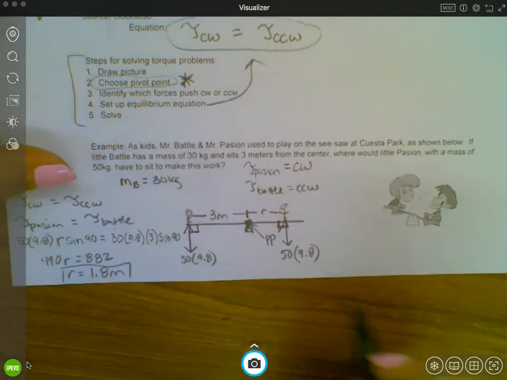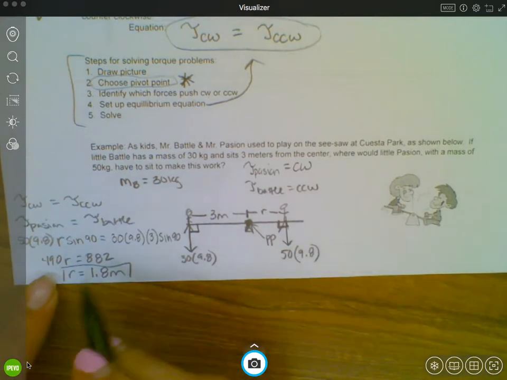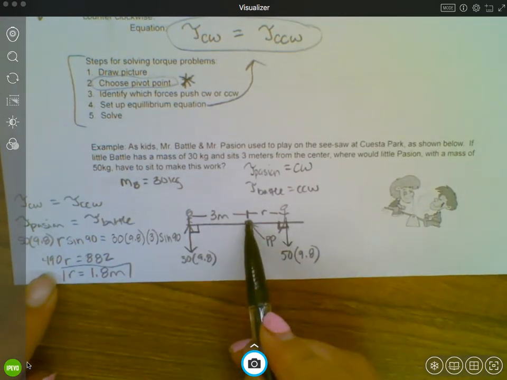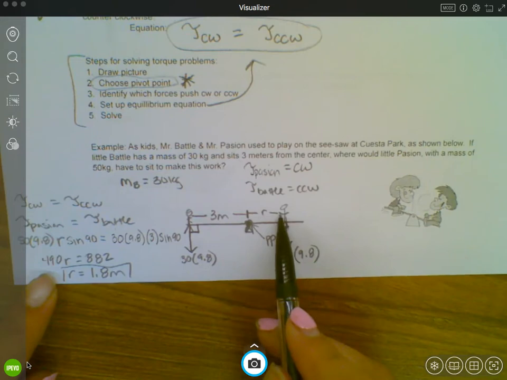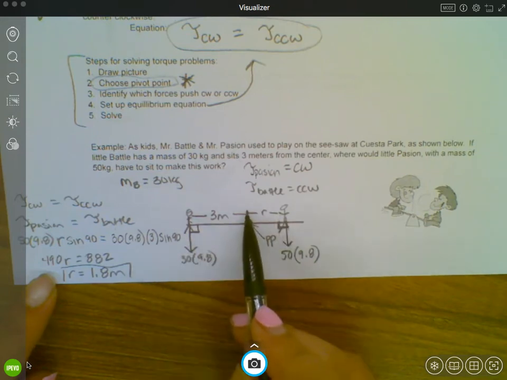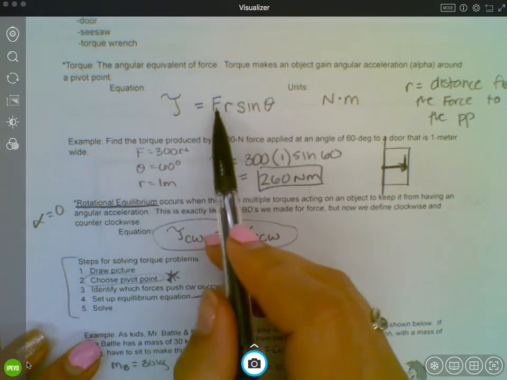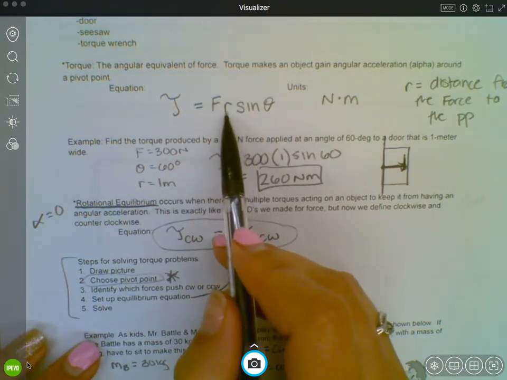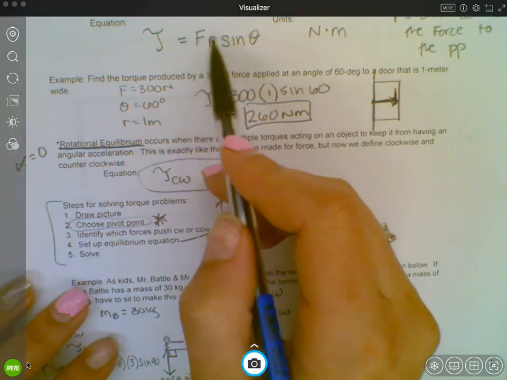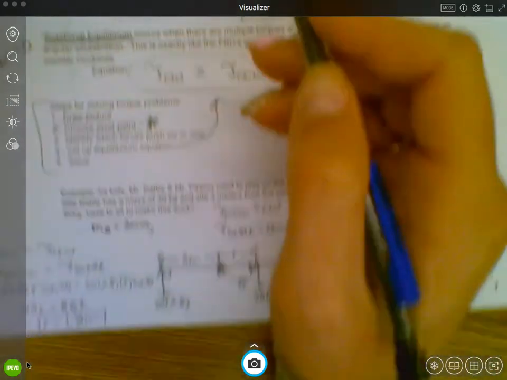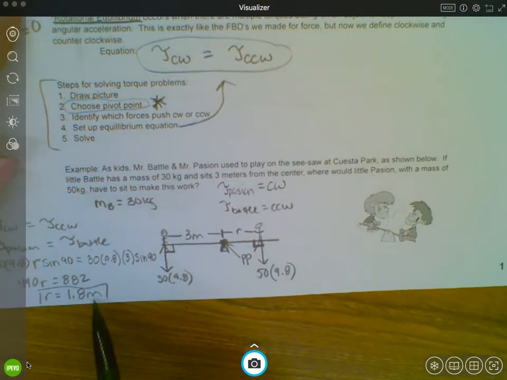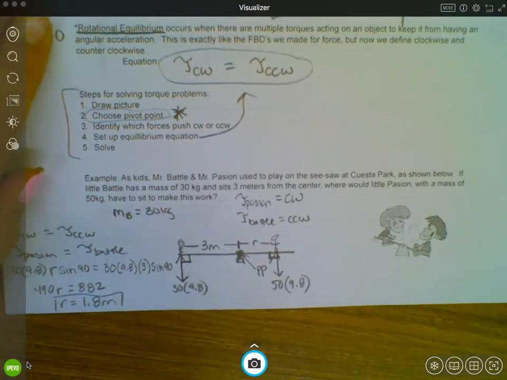Now, it would make sense that Passion would have to sit closer to the pivot point and have a smaller r than Battle because he exerts a bigger force. So if we want their torques to be equal, the one with the bigger force is going to have a smaller r in order to make it equal to the guy with a smaller force and a bigger r. Okay? So that answer does make sense. All right? Let's do a few more.